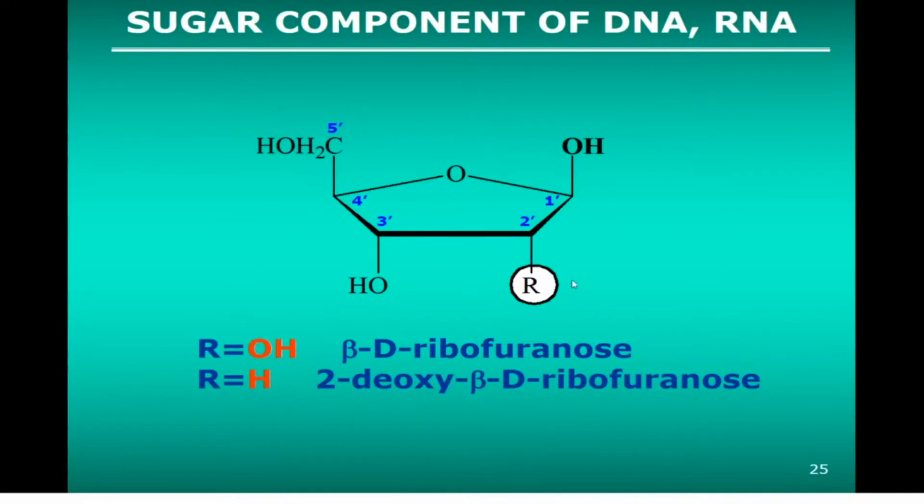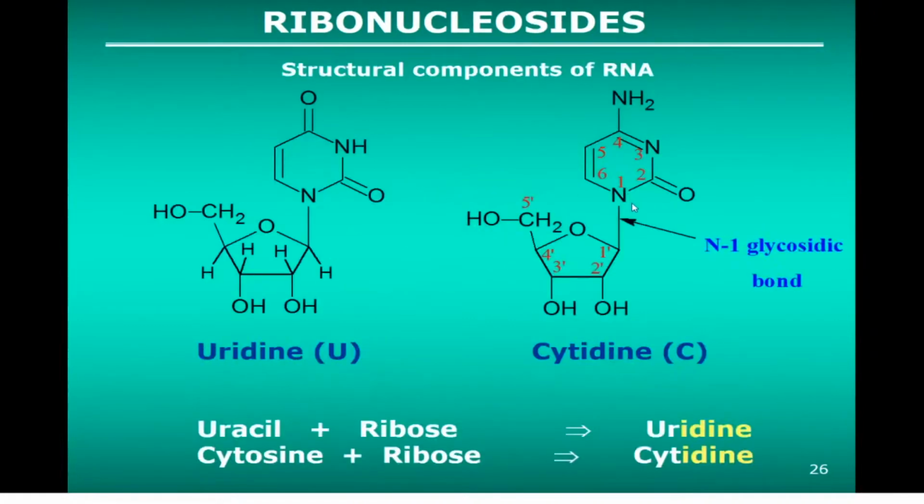For the DNA structural unit, it's 2-deoxy beta D minus ribofuranose. In the second position, the OH group is absent. There is CH2. But everything else is the same. Now, when the nitrogenous base combines with the sugar, let us start with the RNA structural unit. What happens there?